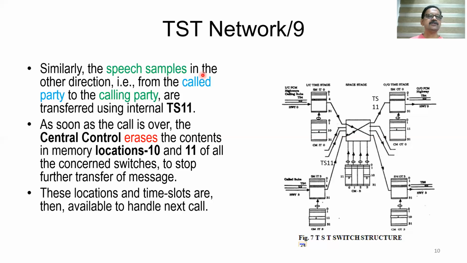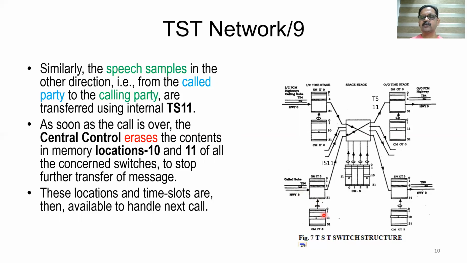Similarly, the speech samples in the other direction, that is from the called party to the calling party, are transferred using internal time slot TS11. So when the called subscriber is speaking, he speaks on time slot 6. So the information is coming on highway 3. This is highway 3, then on time slot 6.